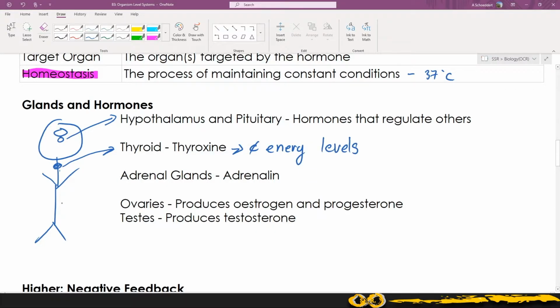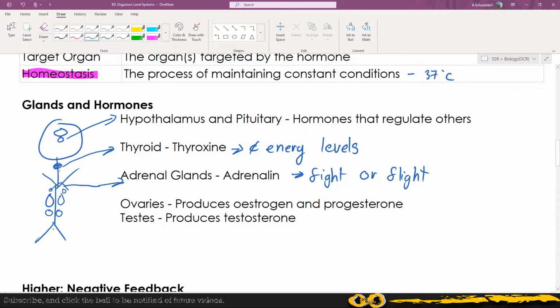On your kidneys, or just above your kidneys, you have the adrenal glands, or the next to kidney glands, and they're going to produce a hormone called adrenaline, which is involved in the fight or flight response. And then, depending on your sex, you'll have either ovaries or testes, and those will produce hormones that are associated with your sex-linked characteristics. So estrogen and progesterone in females, and then in males, testosterone.